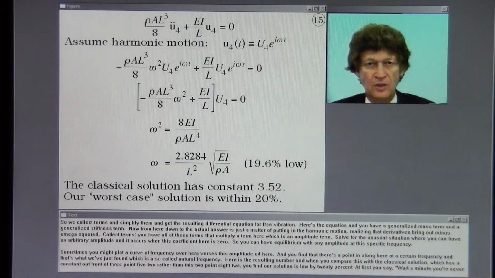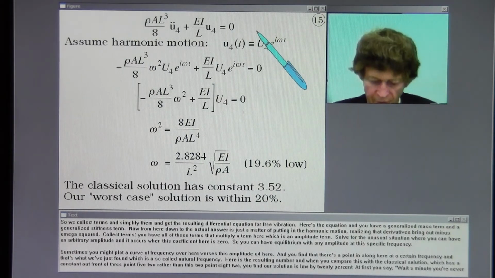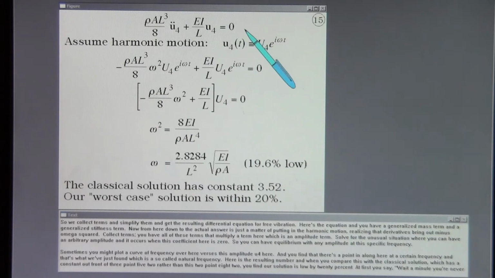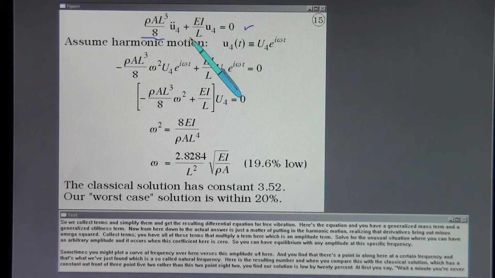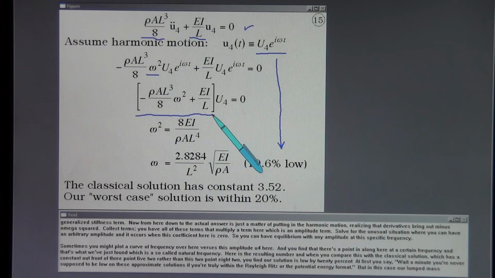So we collect terms and simplify them and get the resulting differential equation for free vibration. Here's the equation, and you have a generalized mass term and a generalized stiffness term. Now, from here down to the actual answer, it's just a matter of putting in the harmonic motion, realizing that derivatives bring out minus omega squared. Collect terms. You have all of these terms that multiply a term here, which is an amplitude term.